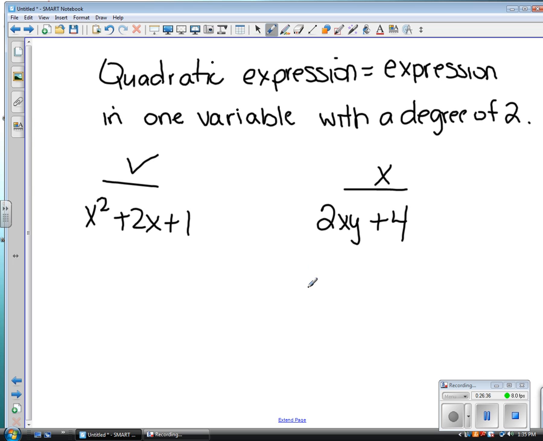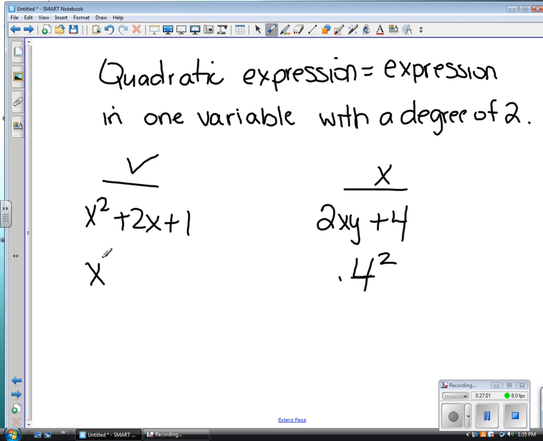Can you have 4 squared? Where would that be? Yes or no? No. Why? Because I have no variables. Plus, what's the degree of 4 squared? 0. Okay, I know it has an exponent, but what is 4 squared? So now what is my degree? 0. Okay, remember constants have a 0 degree.